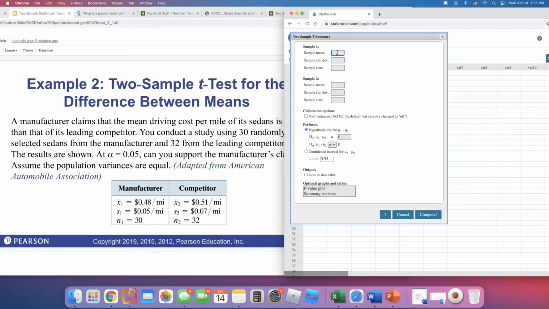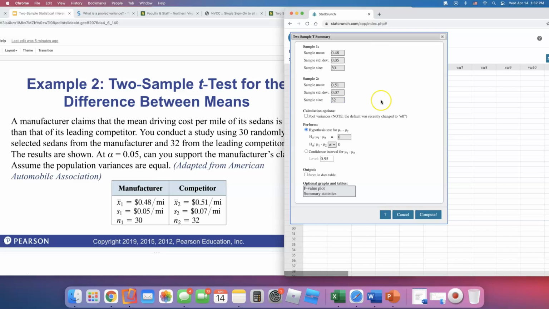So mean is 0.48. The standard deviation is 0.05 and sample size is 30. Next, mean is 0.51. Hey, I don't know, is this significant? 48 cents is cheaper than 51 cents. But is the difference big enough for us to consider it statistically significant at the 5% significance level, right? 0.07, and the sample size is 32. All good.